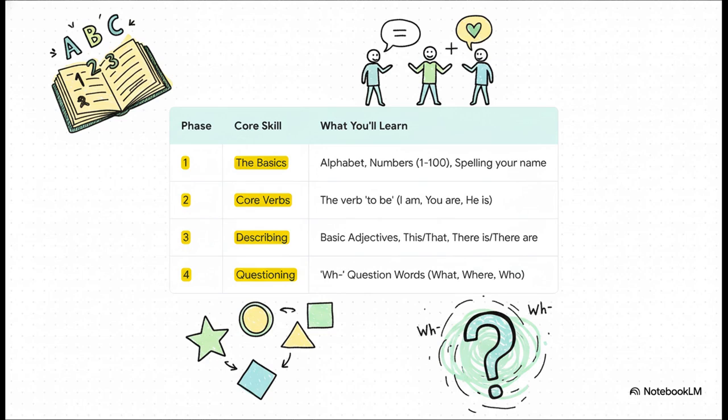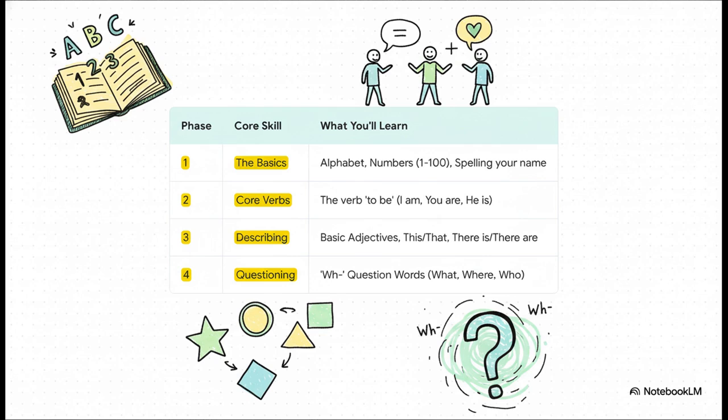In phase 1, you'll start with the real basics, the alphabet, A, B, C, and numbers, 1, 2, 3. You'll also learn how to spell your name. This is so important when you meet people. Then, in phase 2, you'll learn the verb to be. This is probably the most important verb for a beginner. You'll learn how to say I am, you are, and he is. We'll practice this a little more later.